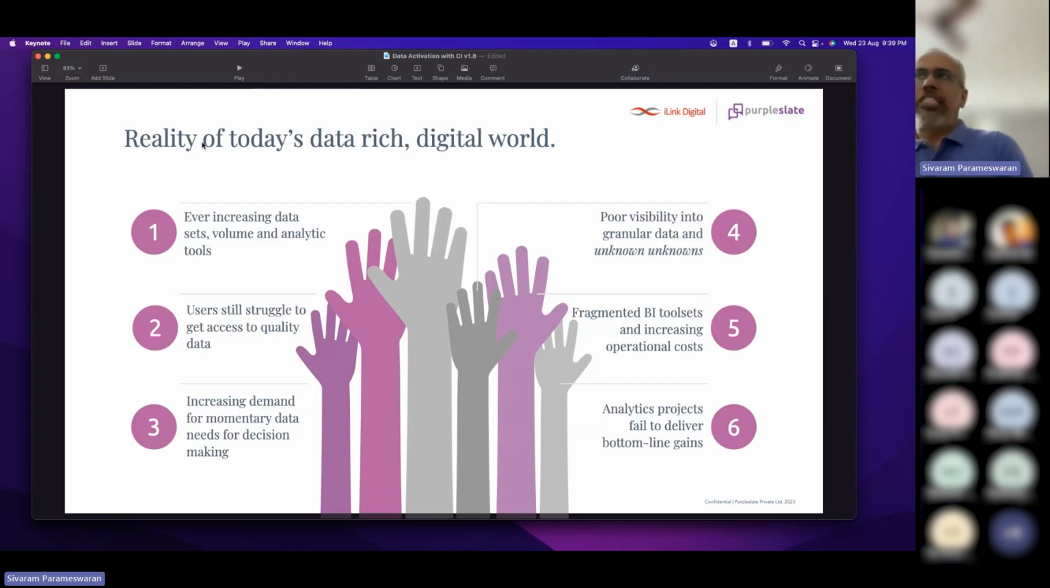If you take the modern data-rich, digital world, I think every company is really accumulating very large amounts of data. I think these are some of the realities. Users still struggle to get access to information. And then the number 5 is also very important. There are just way too many tools. There is one for dashboarding, one for reporting, one for data distribution, so many different things, right? And all of this are very typical challenges, which we can very easily relate to.